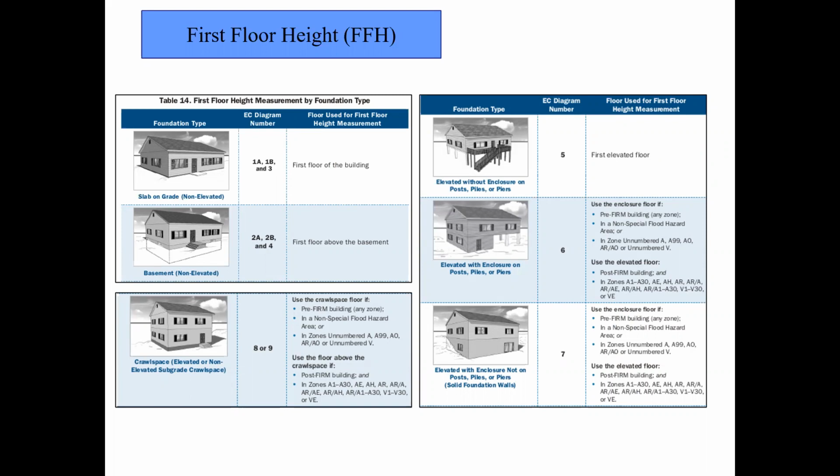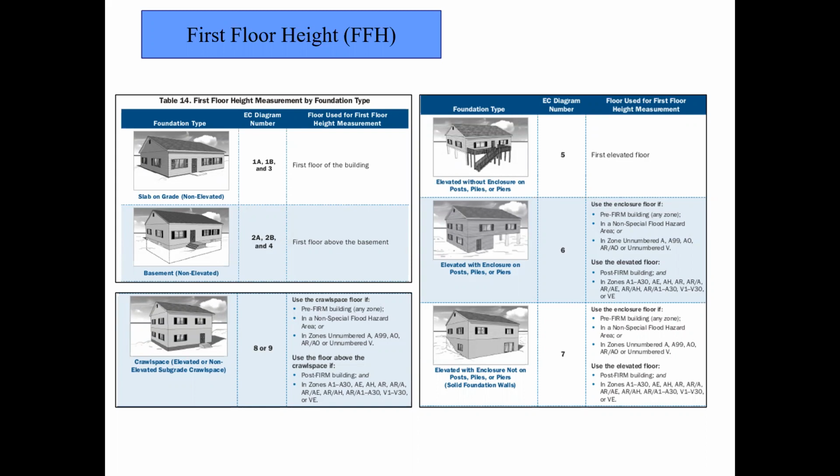And I was talking about first floor height at the beginning of the presentation, and some of you have seen this slide, but I'll just cover it quickly. So the rating floor for a slab on grade 1A, 1B, or 3 is the first floor of the building. Building with a basement, it's 2A, 2B, or 4 diagrams. It's going to be the first floor above the basement. If you have a 5, which is elevated without an enclosure, it's your first elevated floor. And then 6, 7, 8, or 9 have the same rules. So the 3 boxes on the bottom are the same.